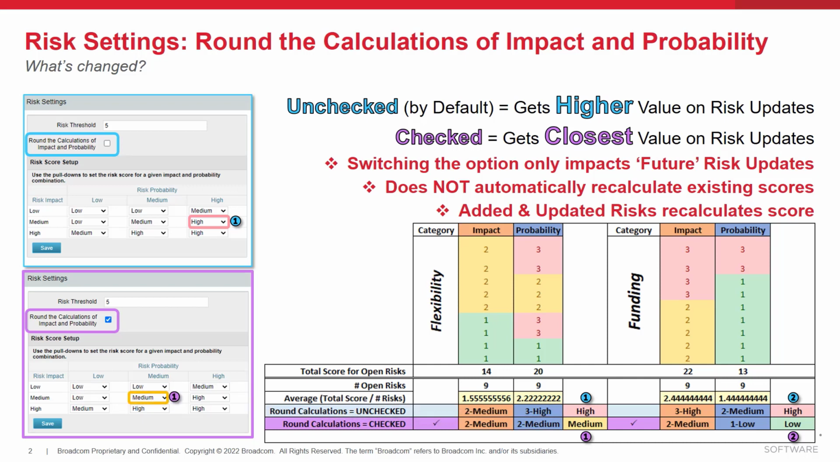As you can see, the outcome of the overall flexibility category is lower or higher based on which option is being used. And the same can be seen for example number 2 of the funding category.